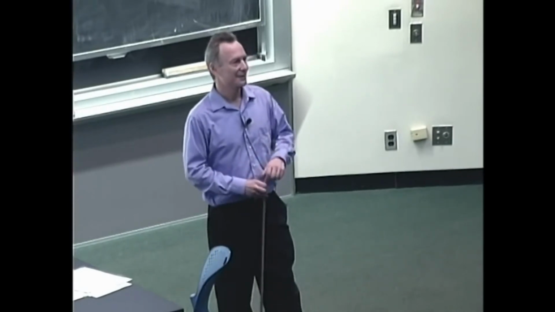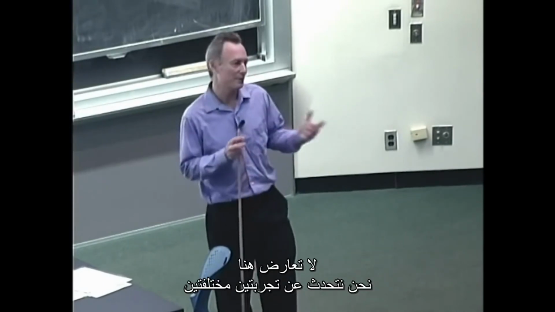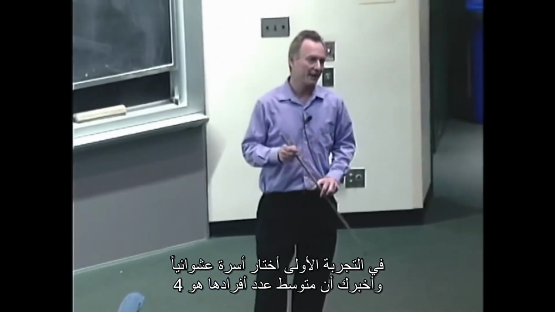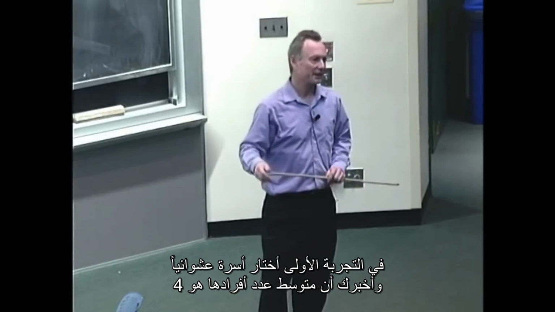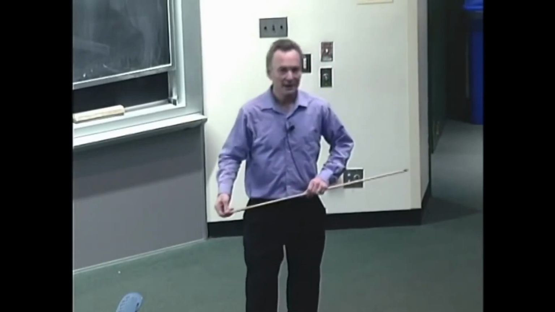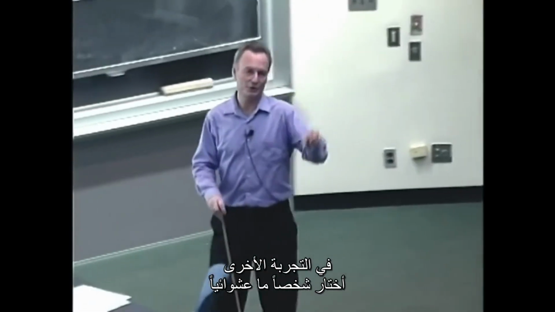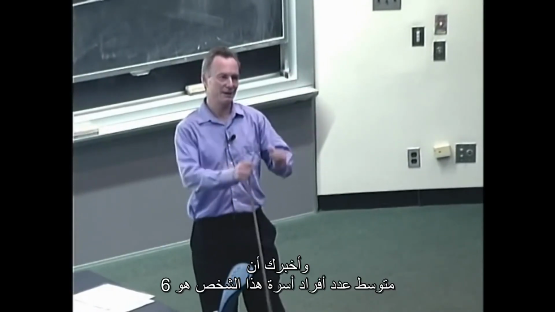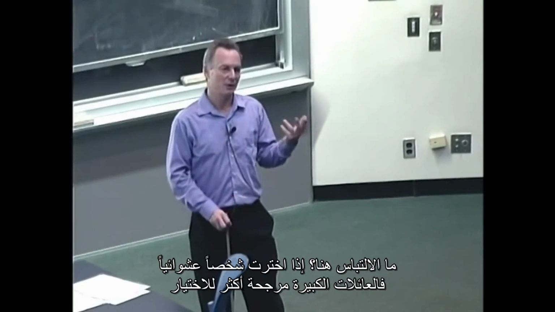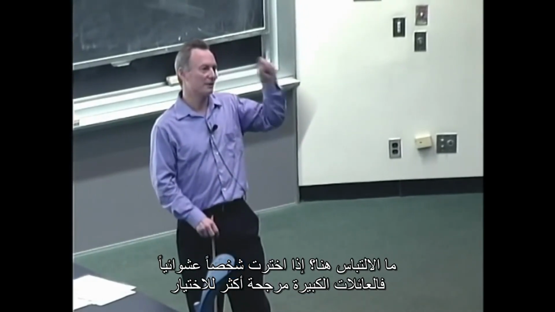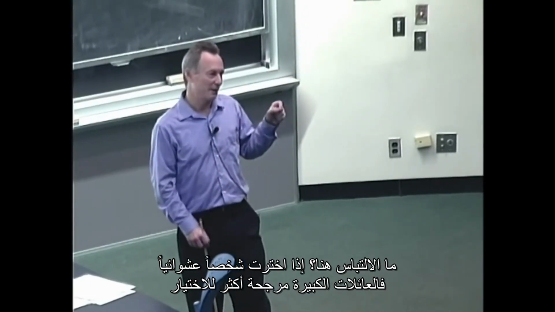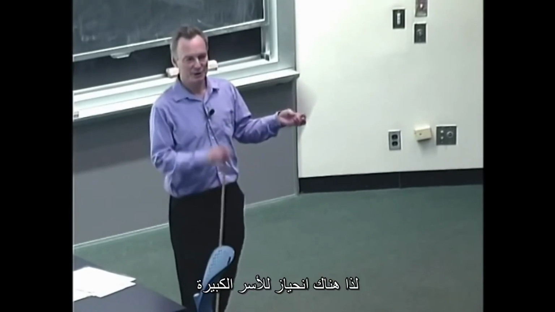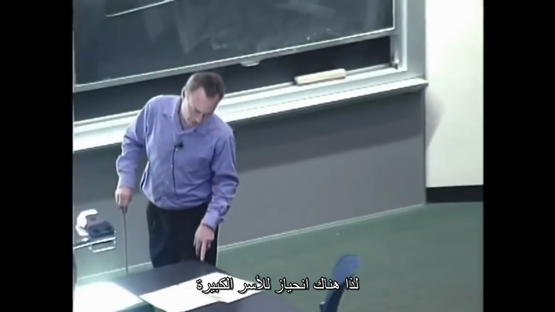Well, yes. There's no contradiction here. We're talking about two different experiments. In one experiment, I pick a family at random, and I tell you the average family is 4. In another experiment, I pick a person at random, and I tell you that this person on average will be in a family of size 6. And what's the catch here? If I pick a person at random, large families are more likely to be picked. So there's a bias in favor of the large families.